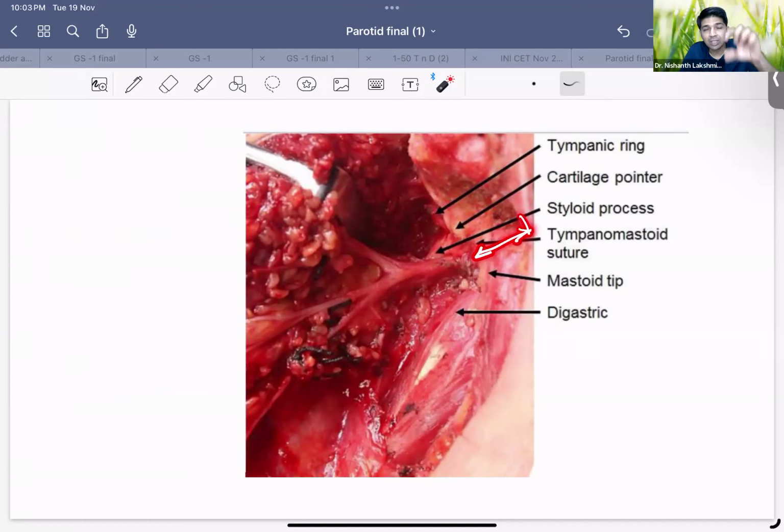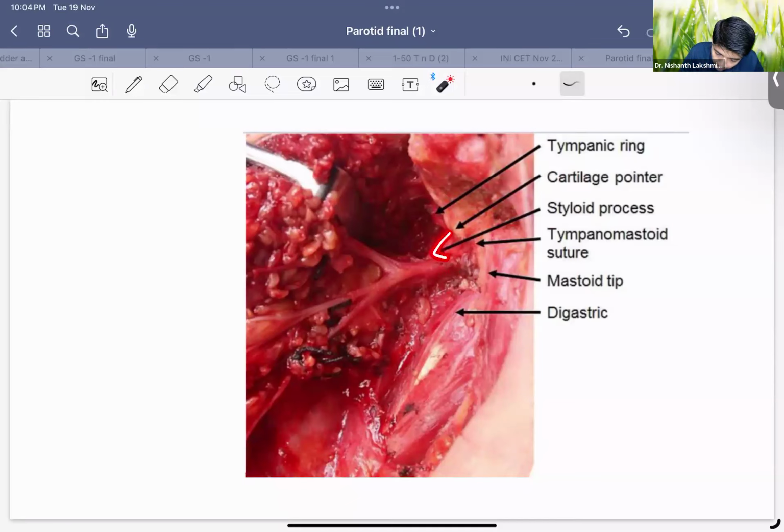So for you to have the guts to cut all of this, you need to know that the digastric and the nerve are in the same plane. So anything superficial can be taken off. So this will be your tympanomastoid suture. Just beneath that is your facial nerve.